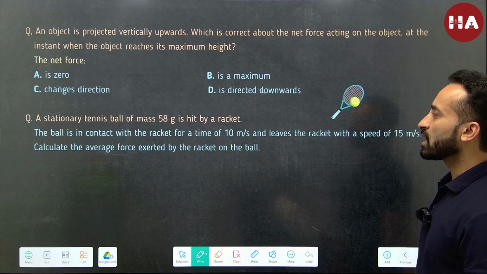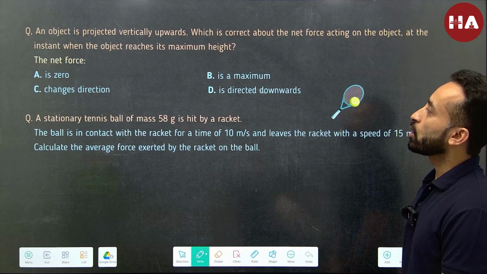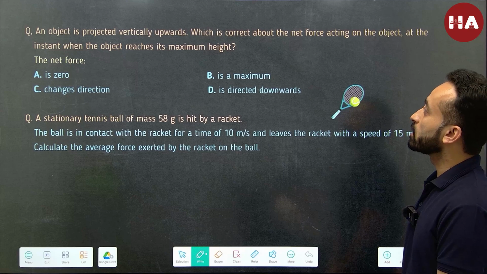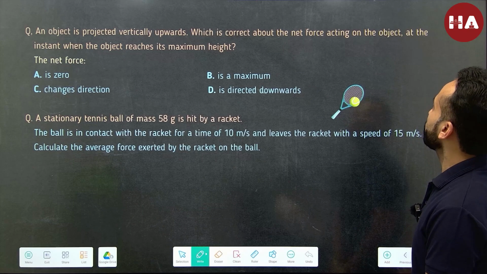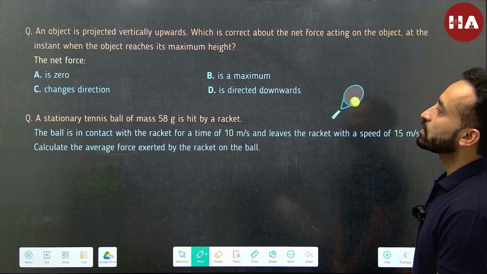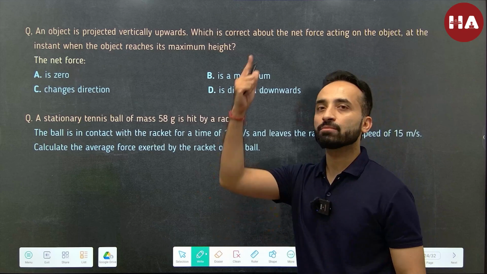Now let's do a couple of questions. An object is projected vertically upward. Which is correct about the net force acting on the object at the instant when the object reaches its maximum height?